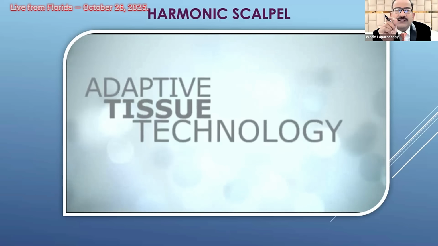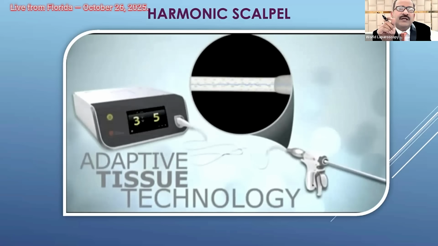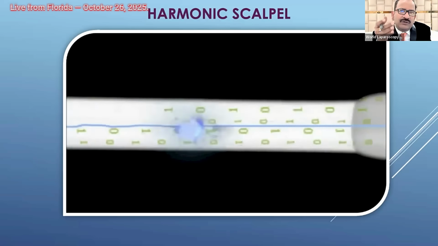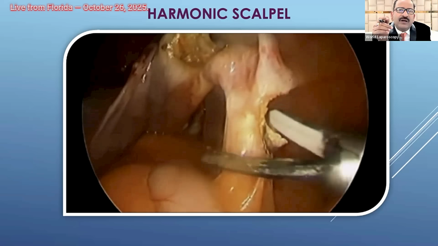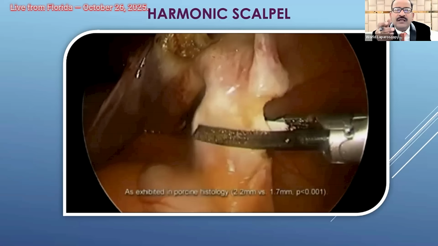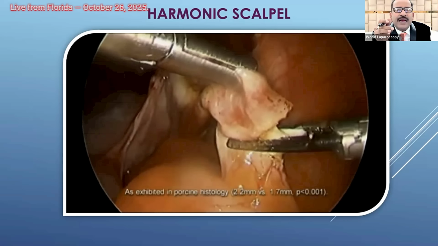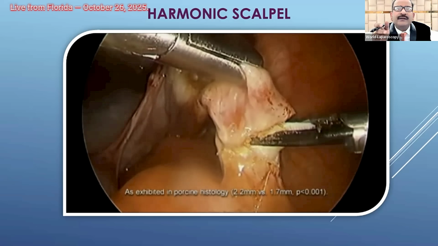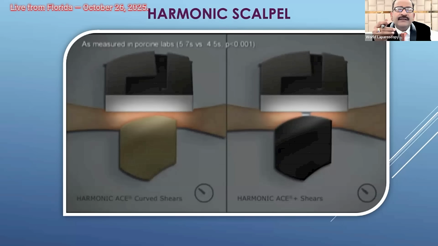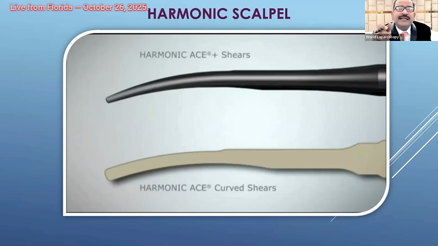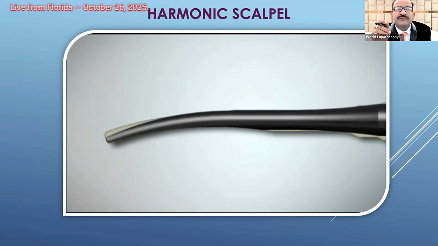It also has adaptive tissue technology. Means according to the hardness of the tissue, it increases its force. If you are working on hard tissue, it will automatically increase the force. Just like the automatic transmission of a car, if you are going uphill, then the car will automatically change the gear, because it is automatic transmission. So exactly the same way it has adaptive tissue technology.